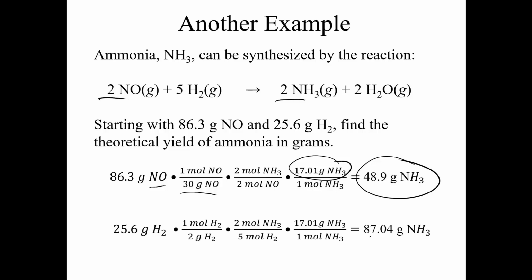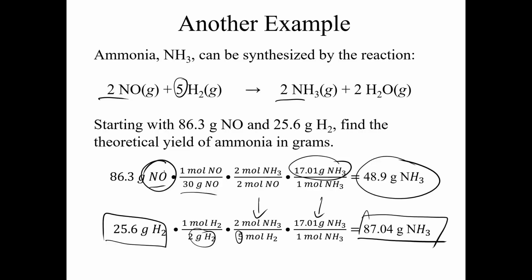And that is true because if I do the same calculation with 25.6 grams here, grams to moles using appropriate conversion factors, moles to moles, see there's a 3 now from the H2, and then grams of ammonia produced, I get 87.04 grams. So the limiting reagent is NO. And you can't just say that 25.6 is less, therefore it's probably the limiting reagent. No, it's not. It's actually NO, and we have more than 3 times more mass.